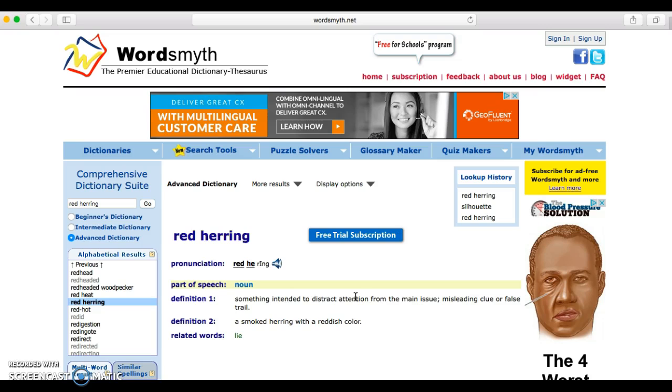So I think Wordsmith is a really great tool for dictionary and thesaurus. So I think my peers will really like this instead of just, oh, have fun looking up on Google. So, okay, thank you.